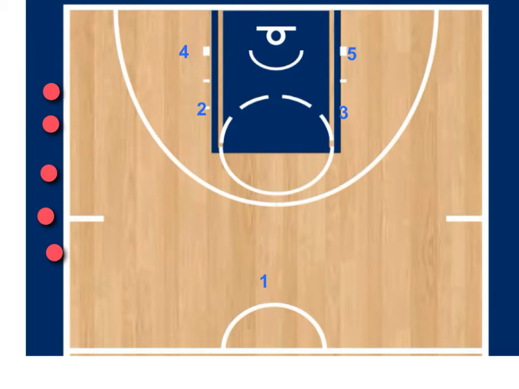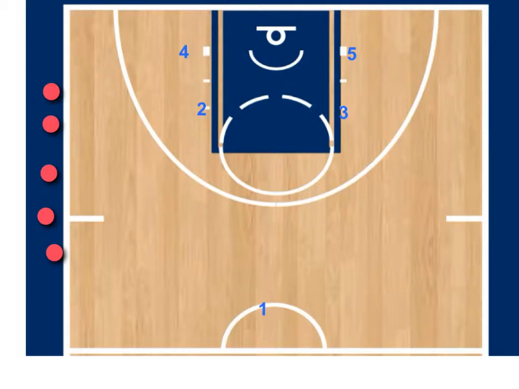In a motion offense, there needs to be constant movement, screens, and cuts to confuse the defense. We're going to go through 3 general rules in a motion offense. So we line up in our regular offensive formation.